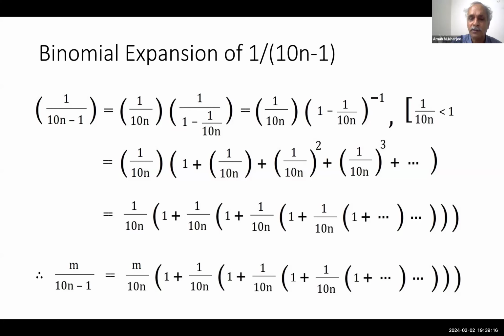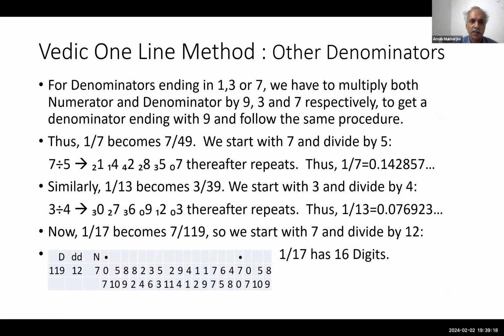So what do we do for that? That's next I discuss. I give an example of 1 by 7. For denominators ending in 1, 3, or 7, we have to multiply both numerator and denominator by 9, 3, and 7 respectively. 9 into 1 is 9 again. 3 into 3 is 9. 7 into 7, 49, ends in 9. Okay?